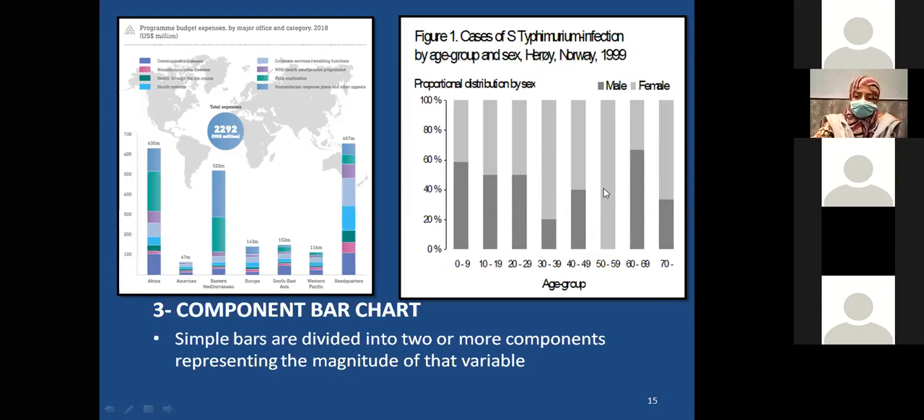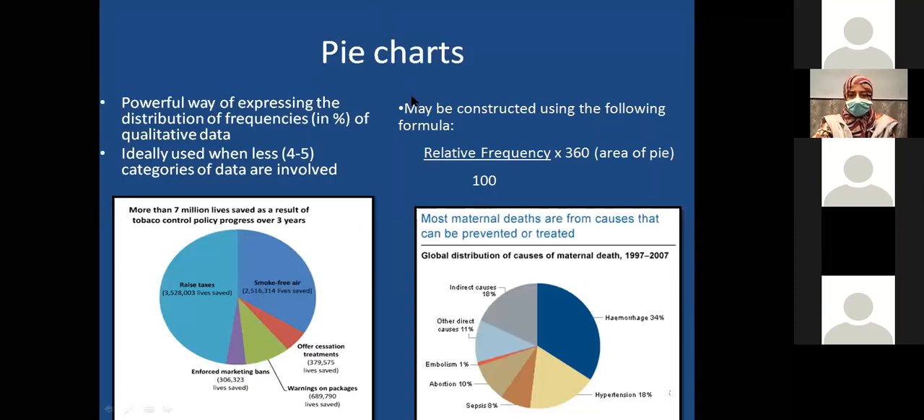Then this is another graph, a component bar chart, that is showing the cases of infections that occurred by male and female. This shows the age groups, and this shows the proportional distribution by sex. So these are types of component bar charts. And then you come towards pie charts.